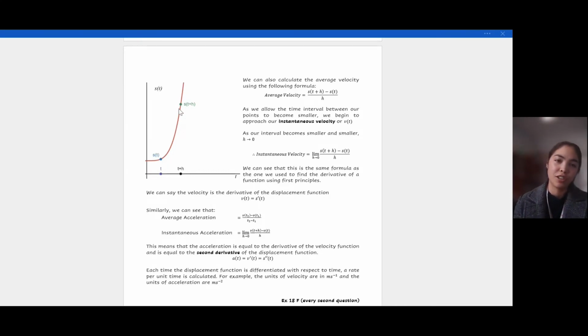Imagine if we just drew a straight line between these two and found the slope of that. That would give me my average velocity, or my average change of speed over time. Of course, if we want the instantaneous velocity, we know that as we get closer and closer to that point, I need to be looking at my h going towards 0. So that's using this formula over here.